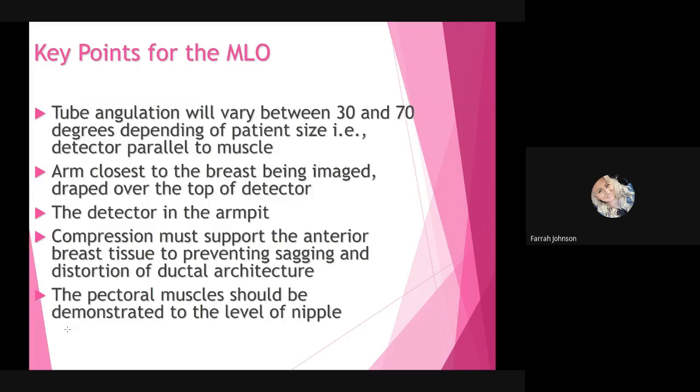So the key points for the MLO, you're going to have a tube angulation that will vary between 30 and 70 degrees depending on your patient's size, because you want that detector to be parallel with your pectoral muscle. The arm closest to the breast being imaged is going to be draped over the top of the detector and resting on the hand holder. The detector is going to be in the armpit, and compression must support the anterior breast tissue to prevent sagging and distortion of ductal architecture.